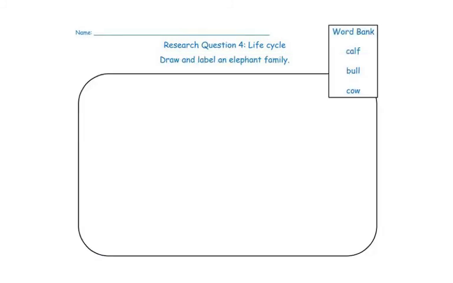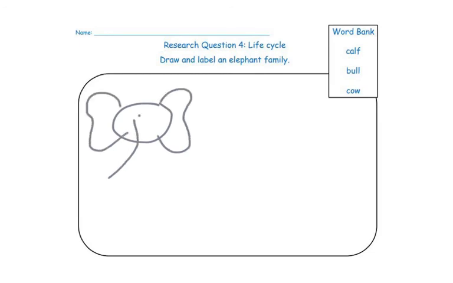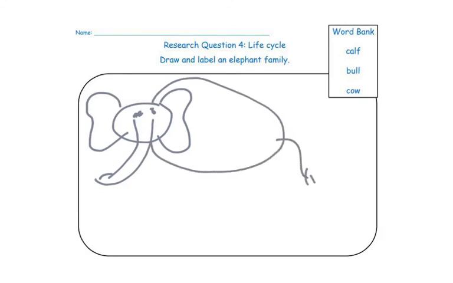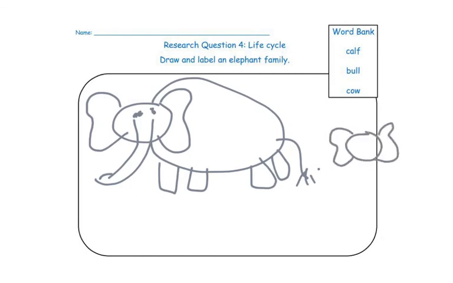Okay? And then the last thing you're going to do is you're going to draw an elephant family. So you're going to draw like a herd. So you'll draw a head, and their ears, and their trunk, and their eyes. There we go, that's better. And their big bodies, and their tails, and their legs. And then I'm going to draw a little baby one right here. And you can tell that it's a baby because it's much smaller. Oh, I forgot the tusks.